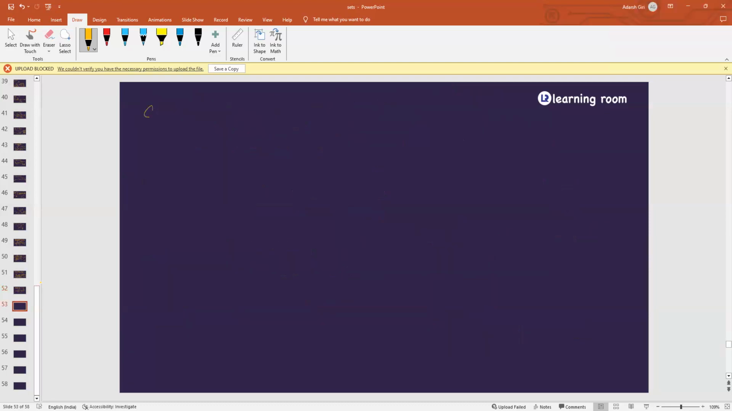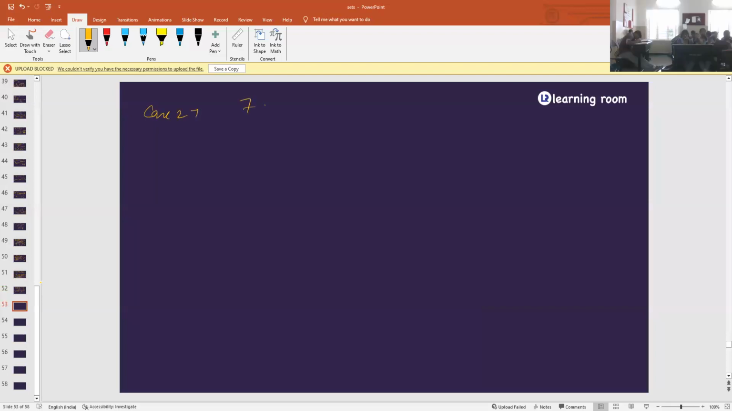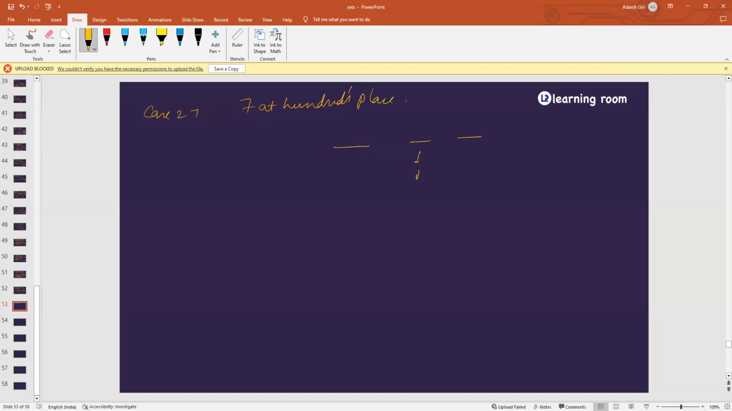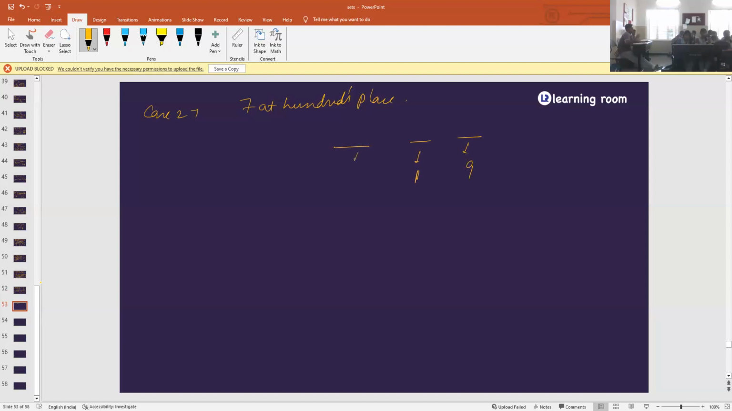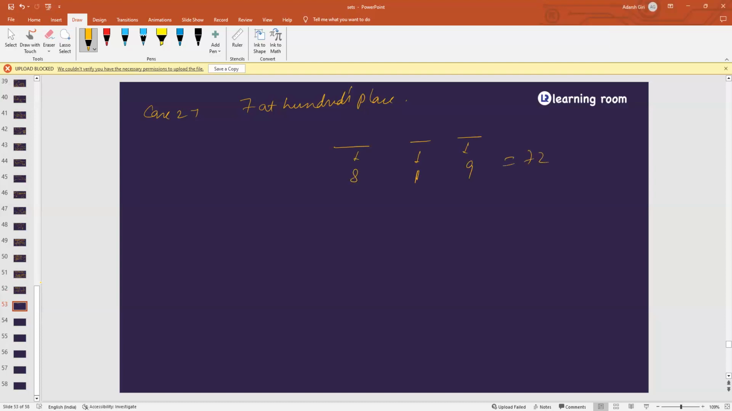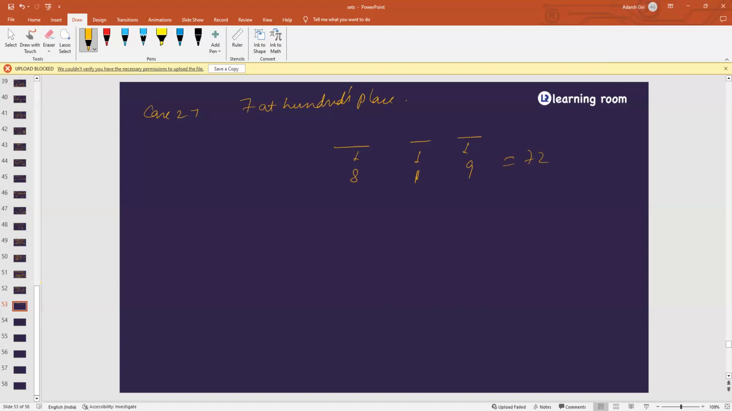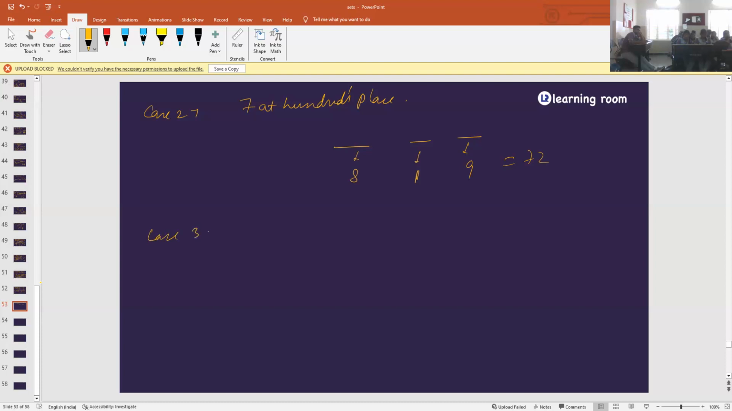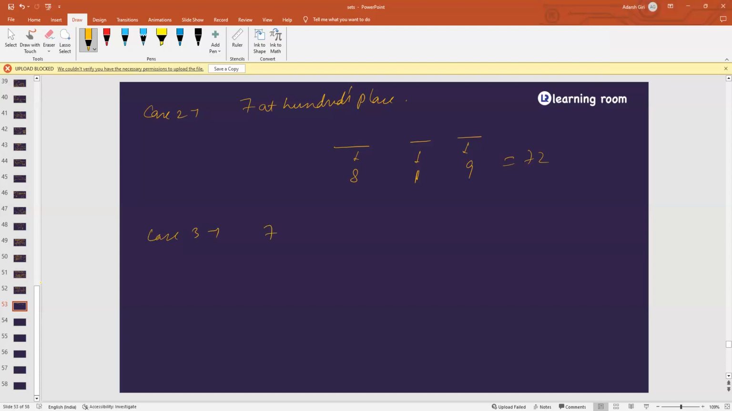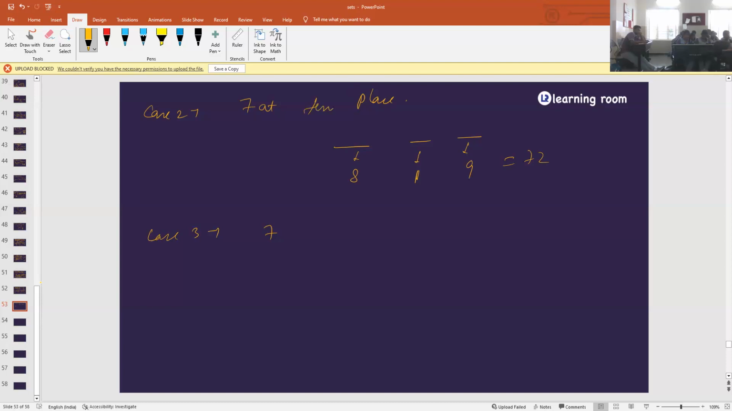Okay, now case 2. Case 2, 7 at tens place. 3 numbers, I have to place 1 here. 9 possibilities here, 8 possibilities here. Again 72. Yes or no? Right? Say yes or no? Yes, sir. Okay, now case 3. Oh, sorry, the previous one was at tens place, not hundreds place. Now 7 at hundreds place.